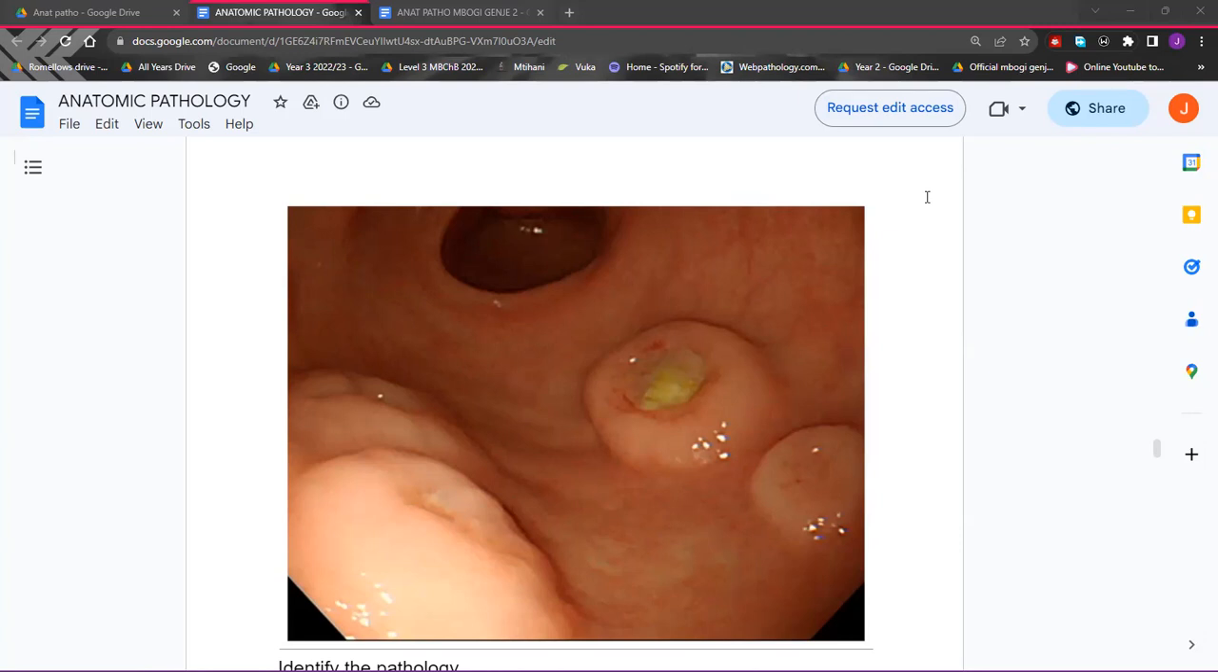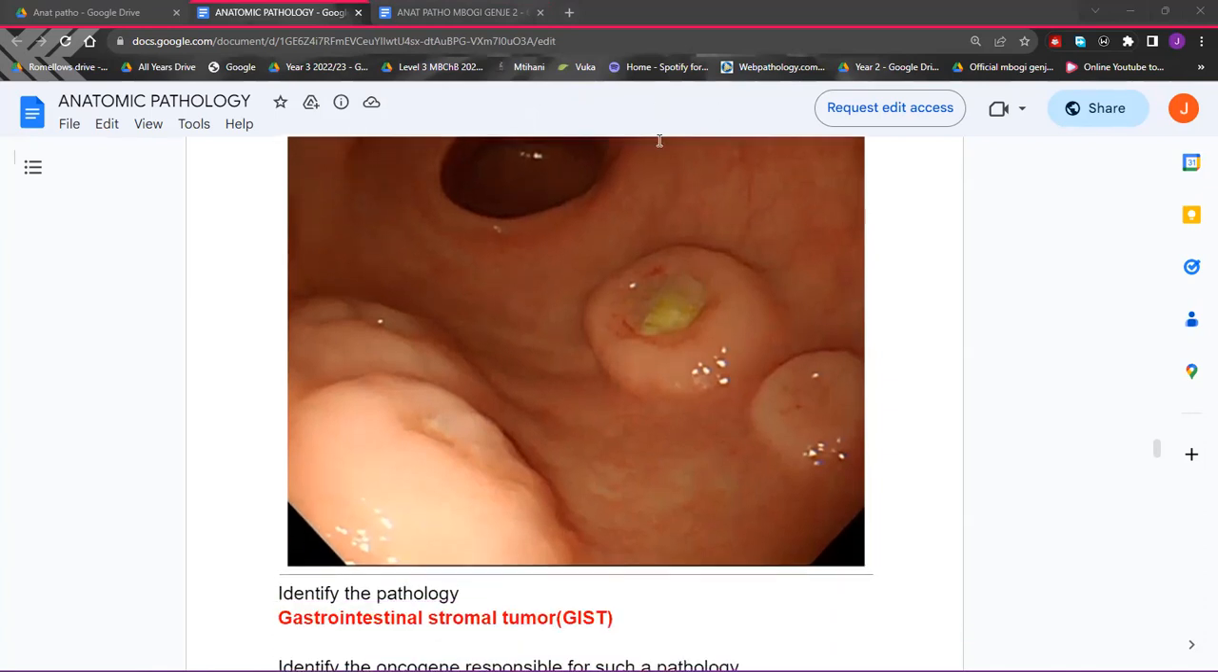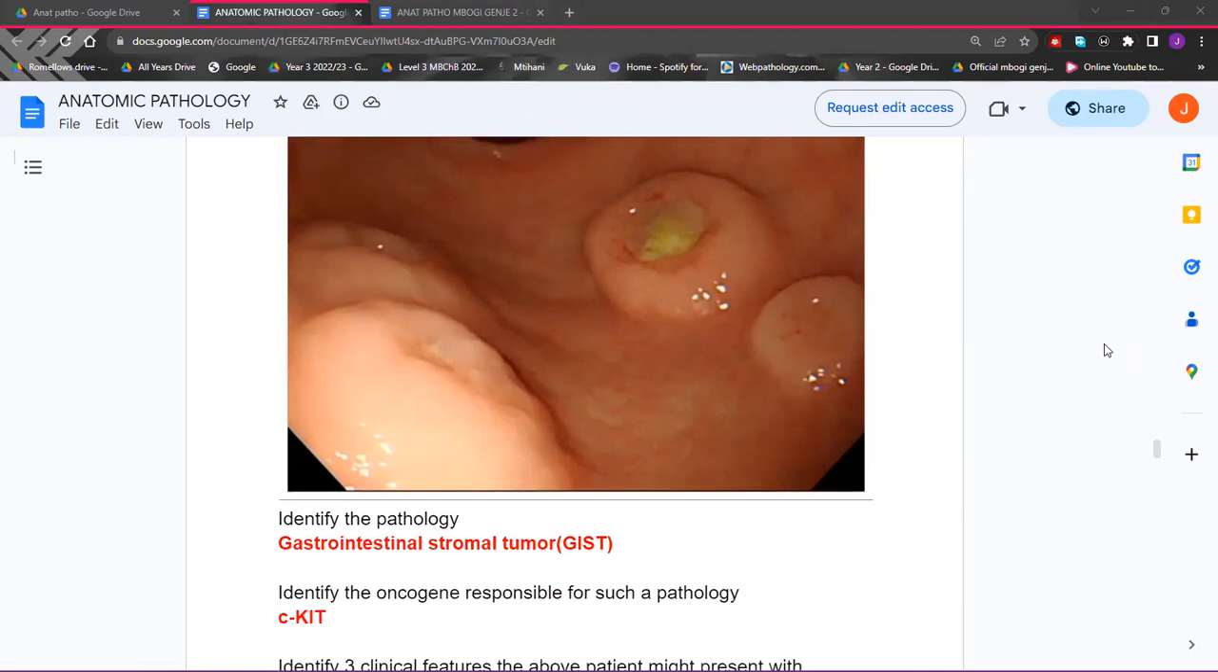What is the possible diagnosis? This is a gastrointestinal stromal tumor, GIST. So the oncogene responsible for this pathology is what you call c-KIT, that is a cytokine receptor or CD117. So if someone has a gastrointestinal stromal tumor, what are some of the clinical features that the patient may present with?